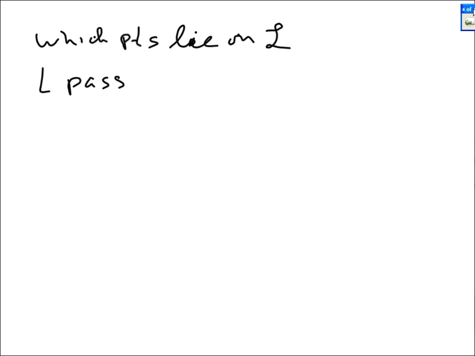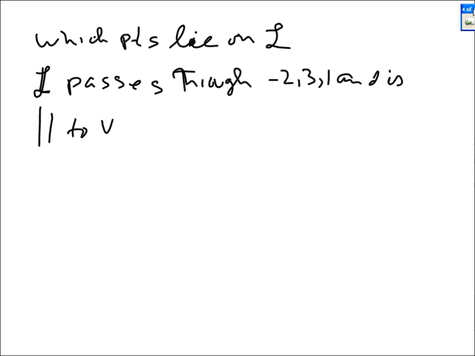So, which points lie on L? Which points lie on line L? Also known as line L. And you come to know that L, the line passes through the point negative 2, 3, 1, and is parallel to the component vector v, which is 4, 0, negative 1.